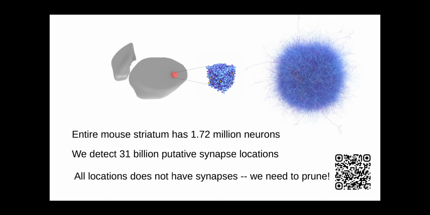Here you can see the striatum, and in order to speed up our generation of networks, we divide the space into hypervoxels, which are 100 by 100 by 100 voxels. Here you can see that hypervoxel, and roughly the amount of somas that are located within such a hypervoxel. If you add the axon and dendrite, you can see that it's quite a complex structure. If you look within the entire mouse striatum, you have about 1.7 million neurons. And if we do a touch detection, we get 31 billion putative synapse locations. But of course, all these synapse locations are not real synapses, so we need to prune them down to match the connectivity statistics in experiments.